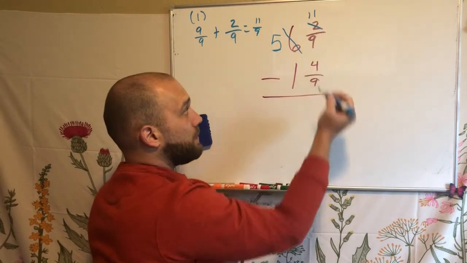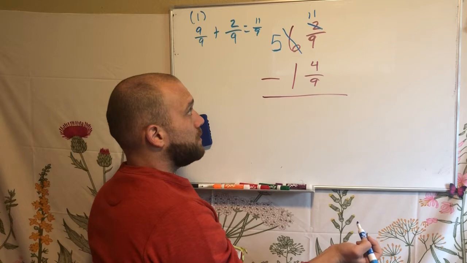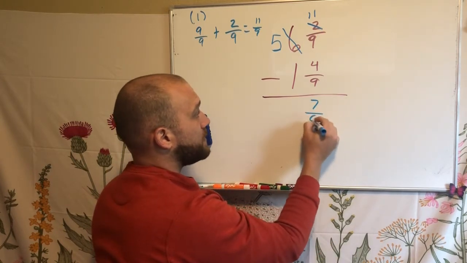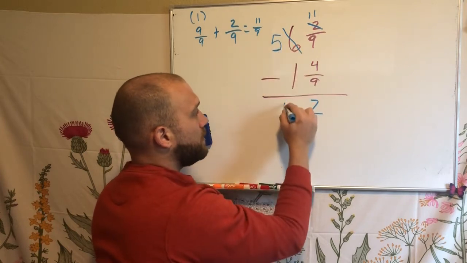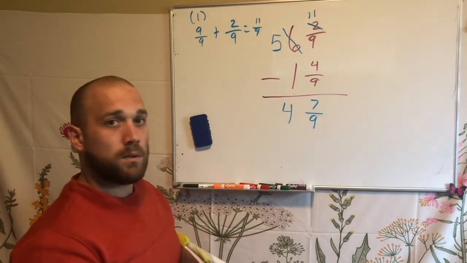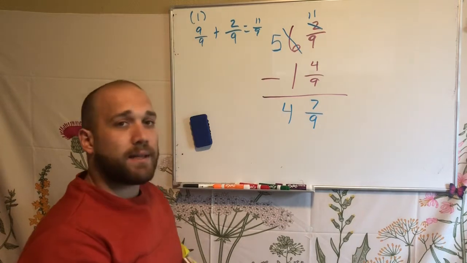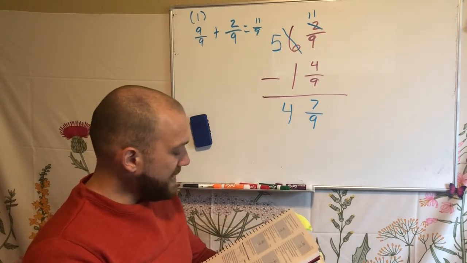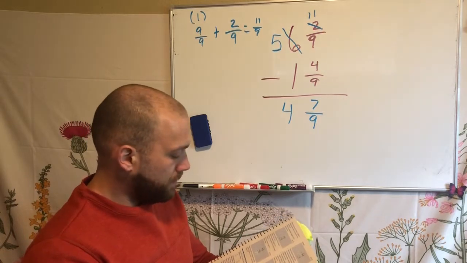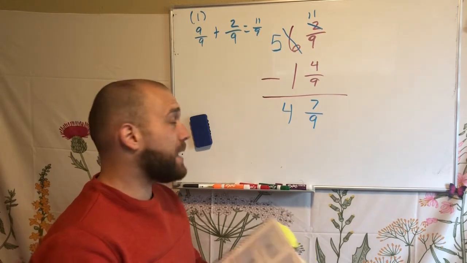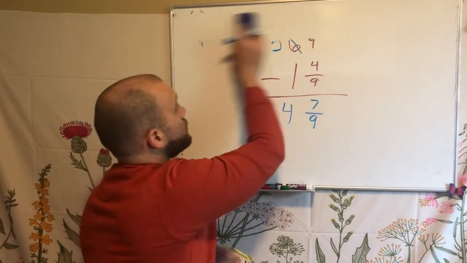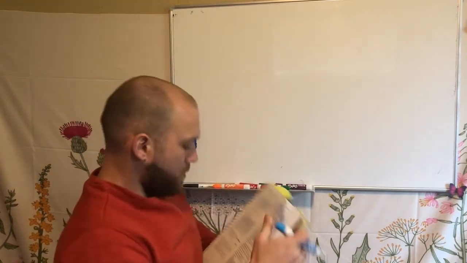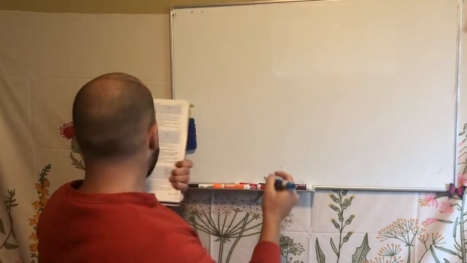So, what's 11 minus 4? 7. Denominator stays the same. What's 5 minus 1? 4. What's my answer? 4 7/9. So, I would like you to do B and C on your own. So, pause the video and do the work. When you're ready, resume the video, and I'll have your answers on the board.